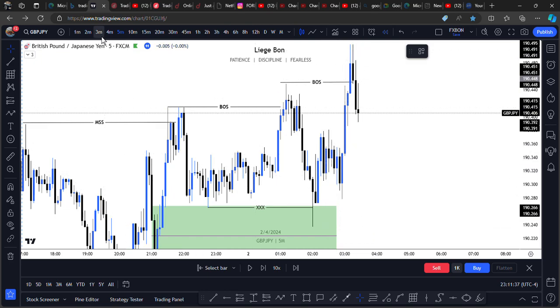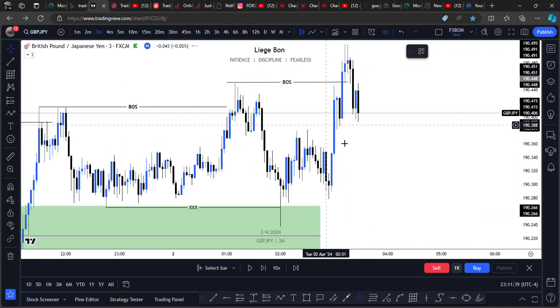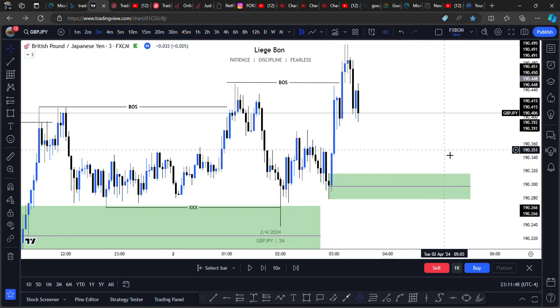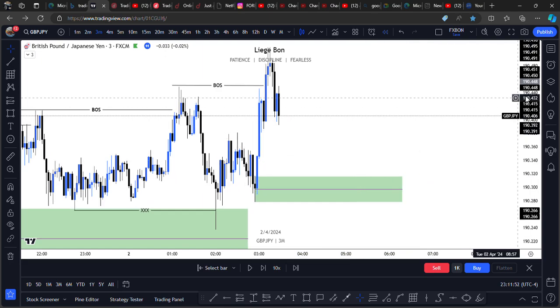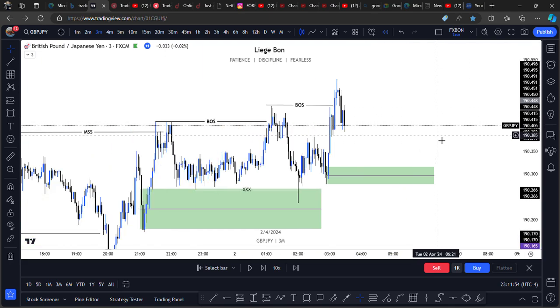Let's check a lower time frame and see. On the 3 minutes time frame, I can see this demand. I'd love to take this demand right here for my entry. So guys, this is where we can begin to buy from. Now we can buy here.